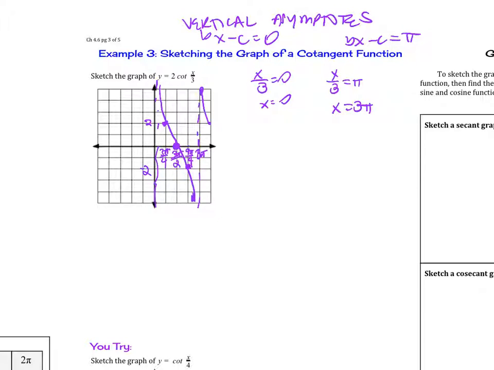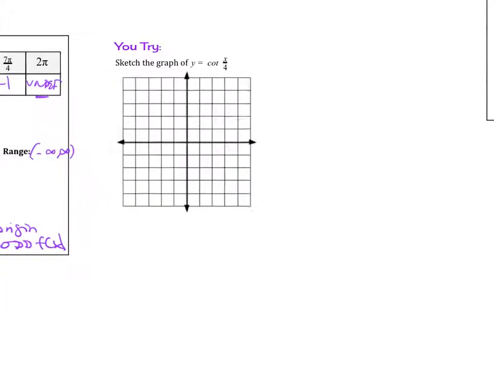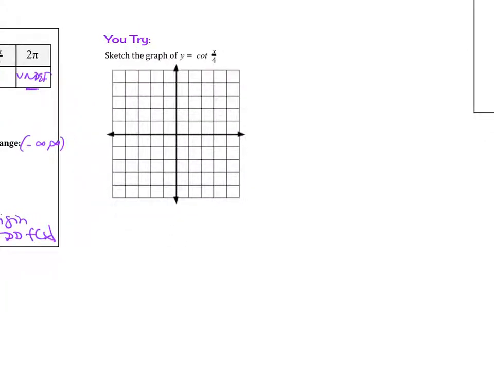Then of course you should fill out your graph, labeling each of the important points, filling out the graph completely. So try this example on your own: y equals cotangent of x over 4.